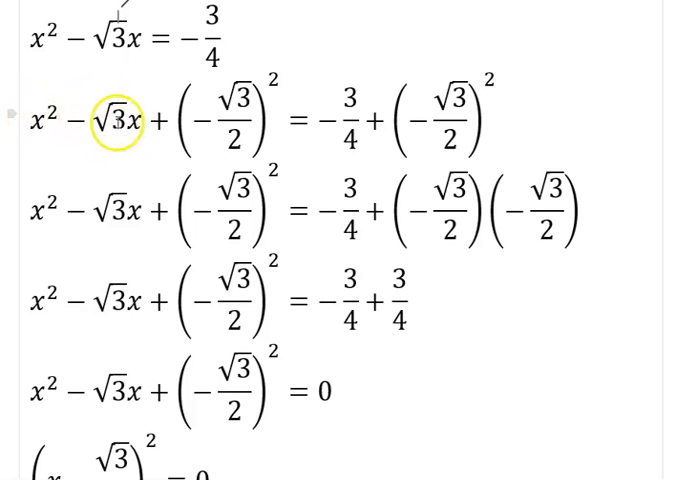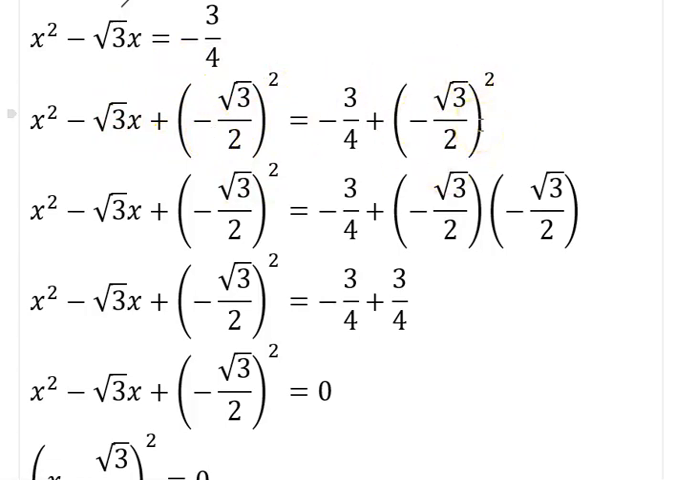What you have at the middle here is what? Minus root 3x. Now the coefficient of x here is what? Minus root 3. Any number you have at the middle here, look for the half, then square it, then add it to what you have on the left hand side and what you have on the right hand side. Let me repeat that again.